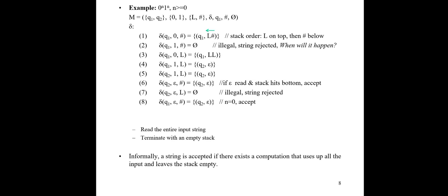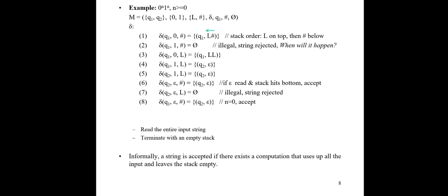Hash, then null. So it means that in our pushdown automata we have acceptance by empty stack method or final state method. In the case of empty stack method, we will be popping Z0 finally. In the case of final state method, we will keep the final state as accepting state and we will not pop Z0. So informally here, a string is accepted if there exists a computation that uses up all the input and leaves the stack empty.